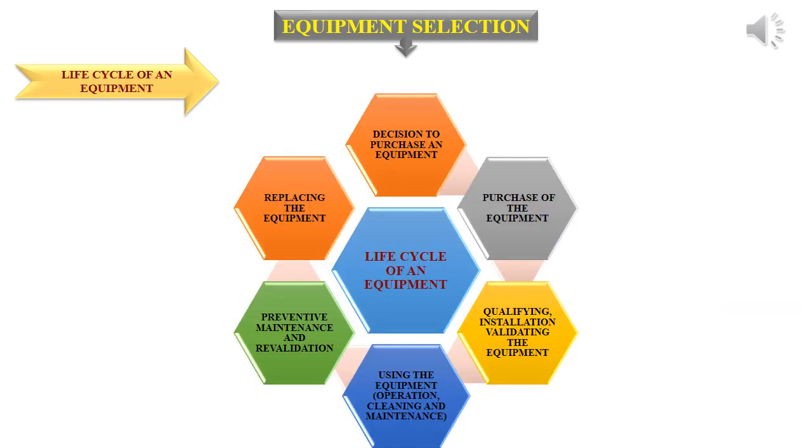What is the life cycle of an equipment? The cycle represents the decision to purchase an equipment, then purchase of the equipment, then qualifying, installation, validating the equipment, and using the equipment, that is operation, cleaning and maintenance, then preventive maintenance and revalidation of equipment, and replacing the equipment. This is the life cycle of an equipment.